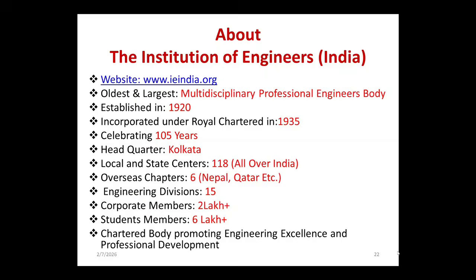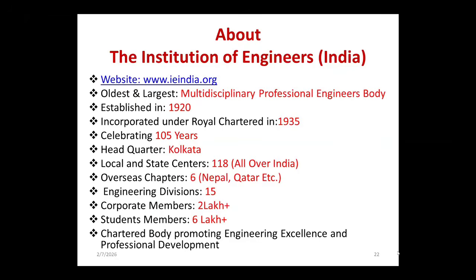A total of 15 engineering divisions are covered in this society, from chemical to robotics and automation right now. There are 2 lakh corporate members. Whatever faculty as well as industry person membership is there is called corporate membership. So we can say this is the largest body of engineers, with the largest number of corporate members in IEI.